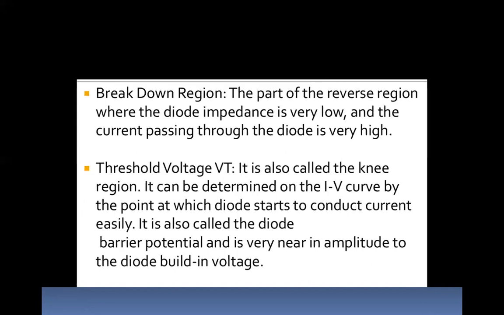What is the breakdown region? The part of the reverse region where the diode impedance is very low and the current passing through the diode is very high. Obviously, if the resistance is low, the current will be high. Impedance is nothing but a joint effect of resistance and reactance. Threshold voltage. It is also called the knee region. It can be determined on the IV curve by the point at which the diode starts to conduct current easily. It is also called the diode barrier potential and is very near in amplitude to the diode built-in voltage.